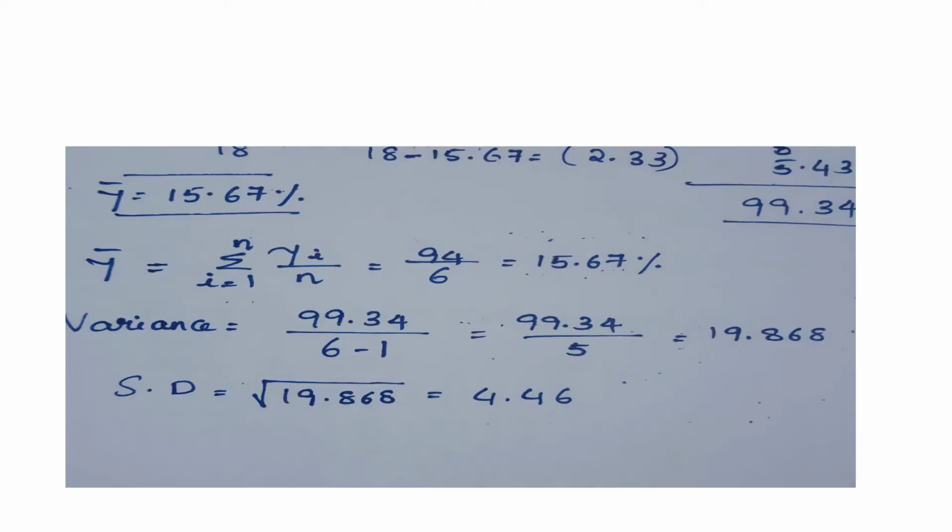So here we are going to find out the variance and standard deviation. So variance is equals to 99.34 upon 6 minus 1. So by doing the calculation, you are going to get it as 19.868. This is variance. So standard deviation is nothing but the square root of variance. So that is 19.868 under root. So that will become 4.46.